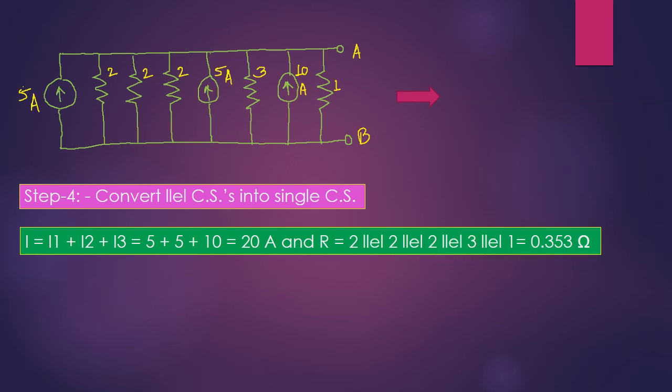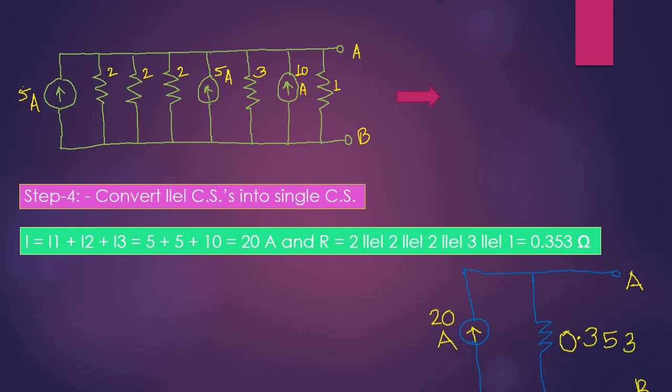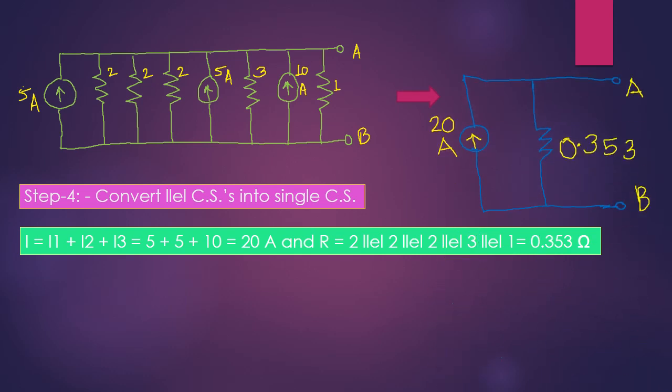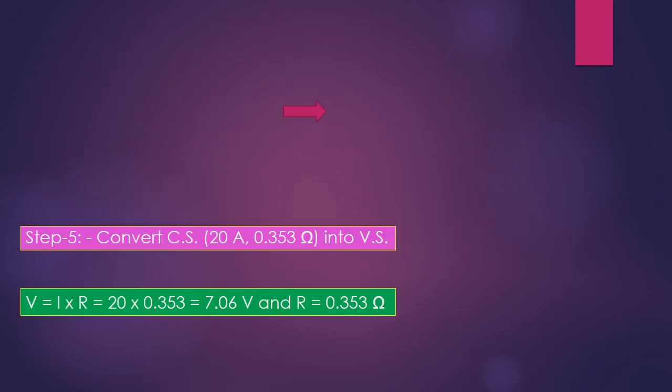All the resistances are parallel connected, so their parallel combination is 0.353 ohms, which you can calculate using a calculator. So what do you get in the next circuit? This is the conversion of parallel current sources into a single current source, where you are finding 20 ampere and 0.353 ohms internal resistance. Here you applied step number 4 with the equations shown. Now step number 5: convert the current source of 20 ampere and 0.353 ohms into a voltage source.